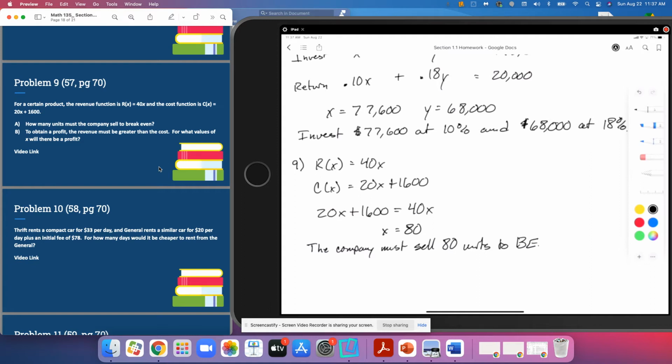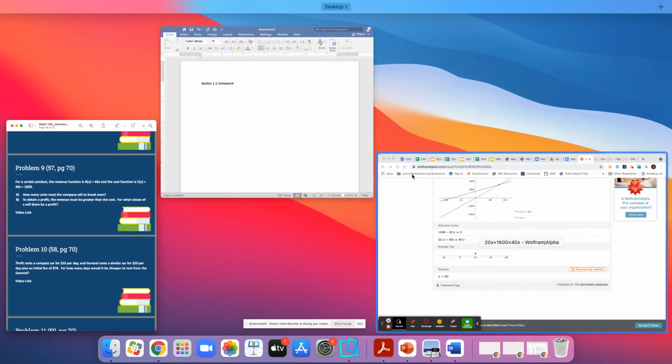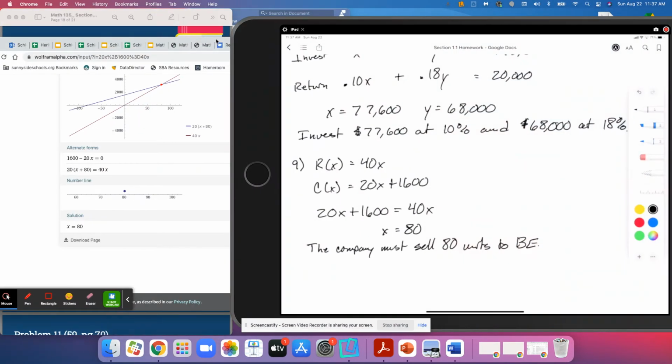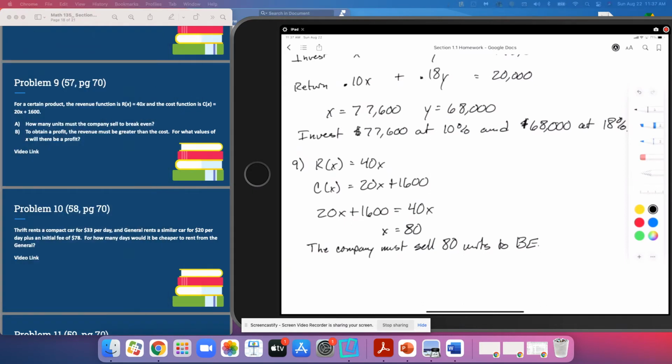And so for part B of this one, folks, to obtain a profit, the revenue must be greater than the cost. For what value of x will there be a profit? The way that we're going to look at that one is we could do it mathematically and say that we want revenue to be greater than cost, but it will take me a moment to get my iPad set up to be able to write on it some more. So I'm going to pause and I'll be right back.